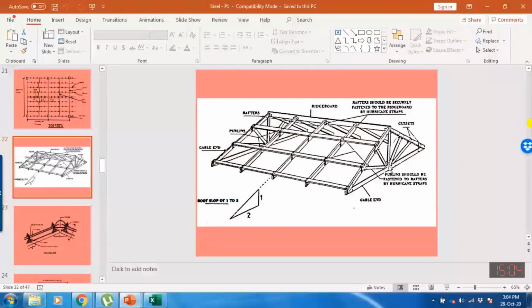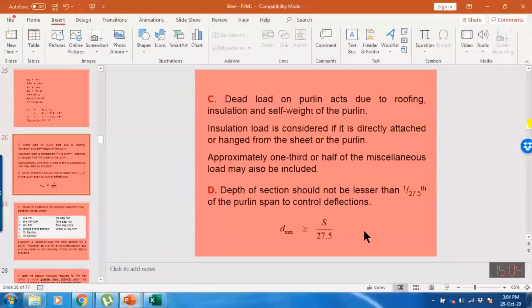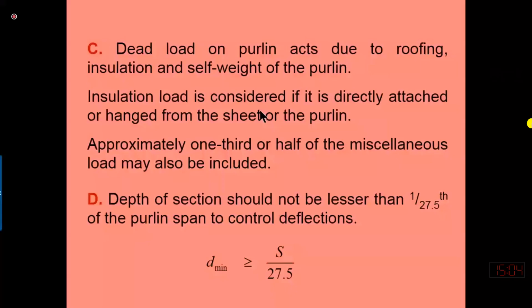Maybe half of the bolts are used to connect the truss members with each other or with the gutter plate, and half of the bolts, nuts, washers, and all the other things are used to connect the purlin with the roof sheeting and truss. So in that case, we may consider the miscellaneous load as half or one third of the total miscellaneous load. So these are the total loads which are acting on the purlin. So these are some other conditions.